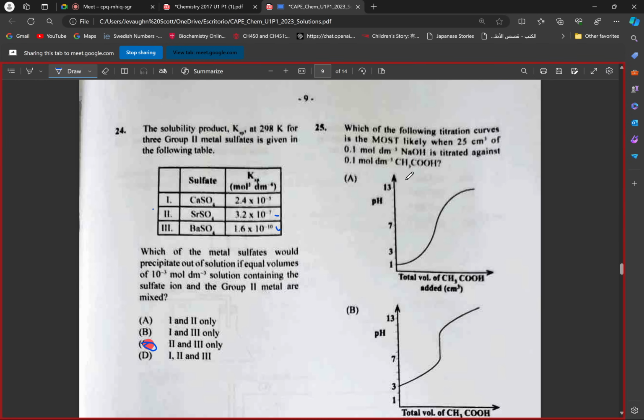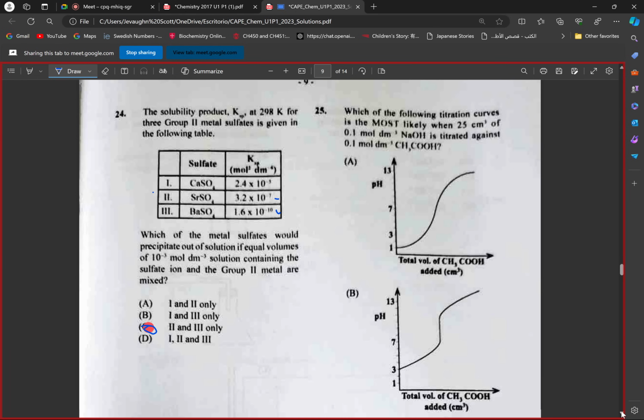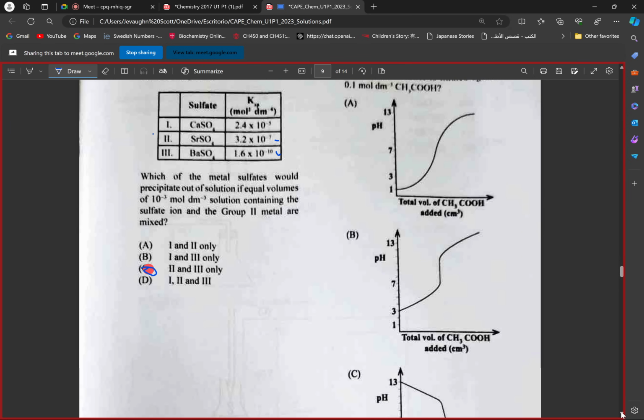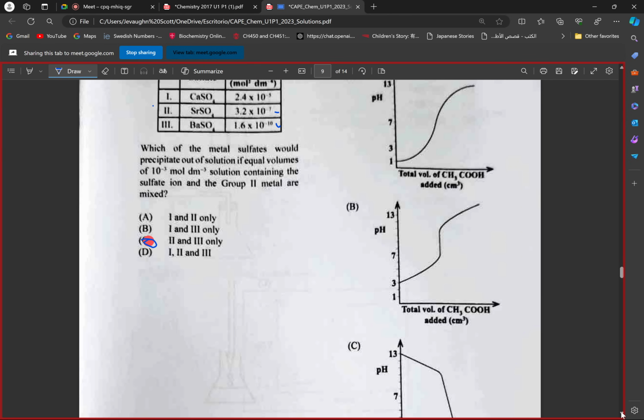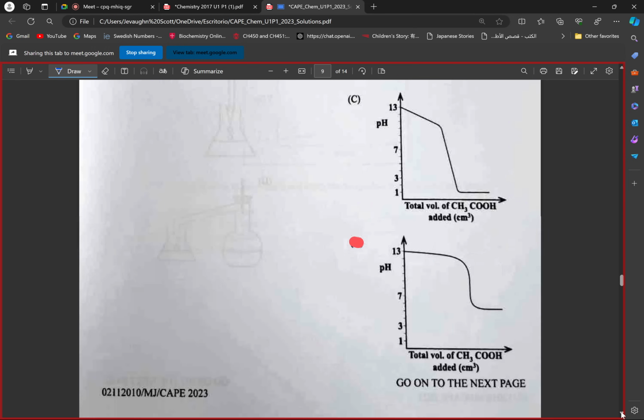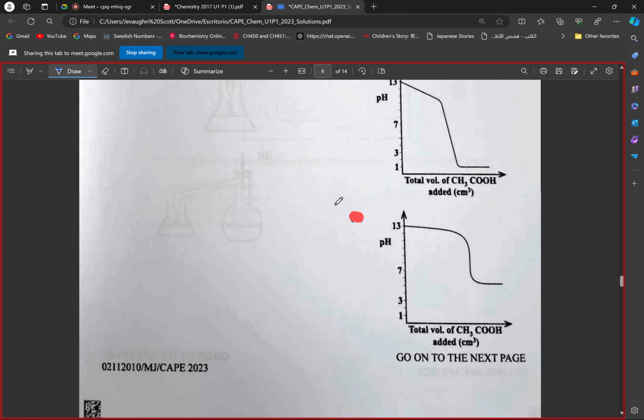Which of the following titration curves is most likely when 25 cubic centimeters of 0.1 moles of sodium hydroxide and 0.1 moles of ethanoic acid are added together? This is a strong base, weak acid. So what would the strong base, weak acid curve look like? It would look like this. This is the best answer, right? We'll start with the strong base sodium hydroxide and go to a weak acidic solution, so it won't go towards 3 or 1. That is the answer there.